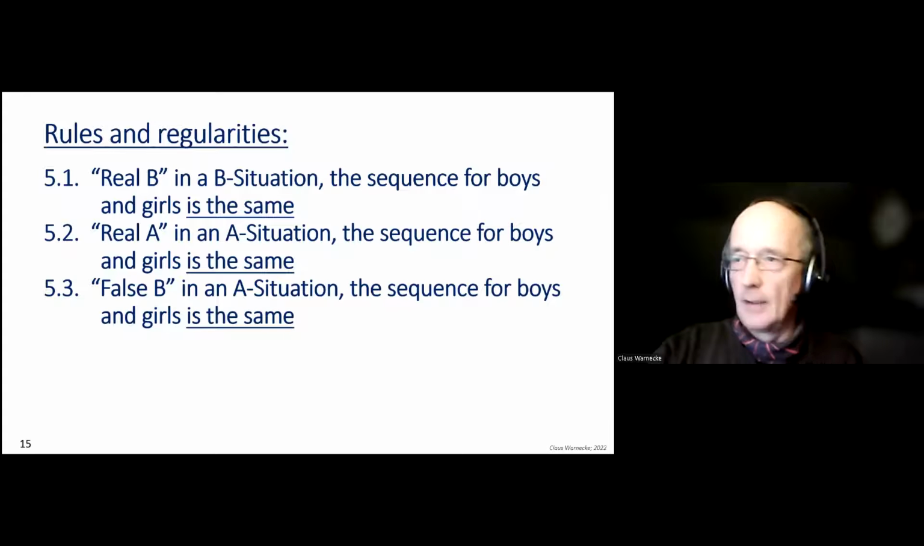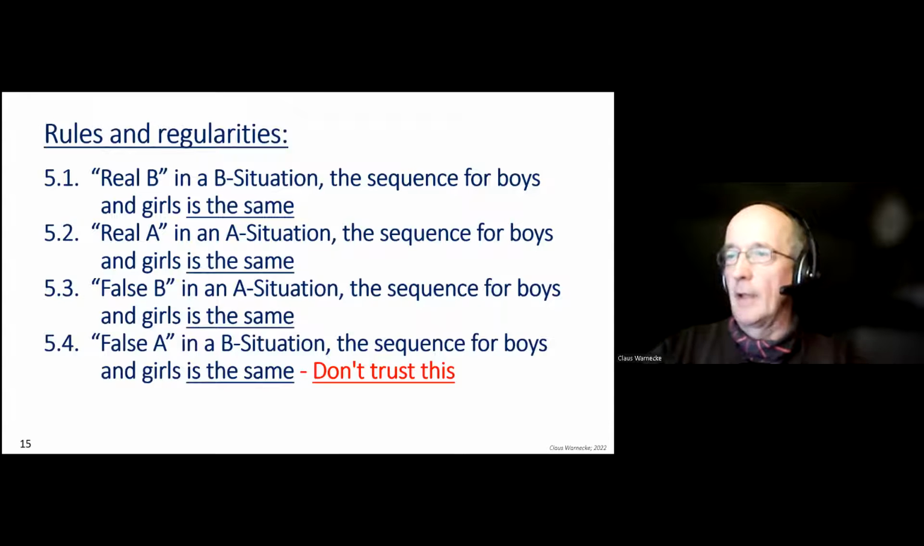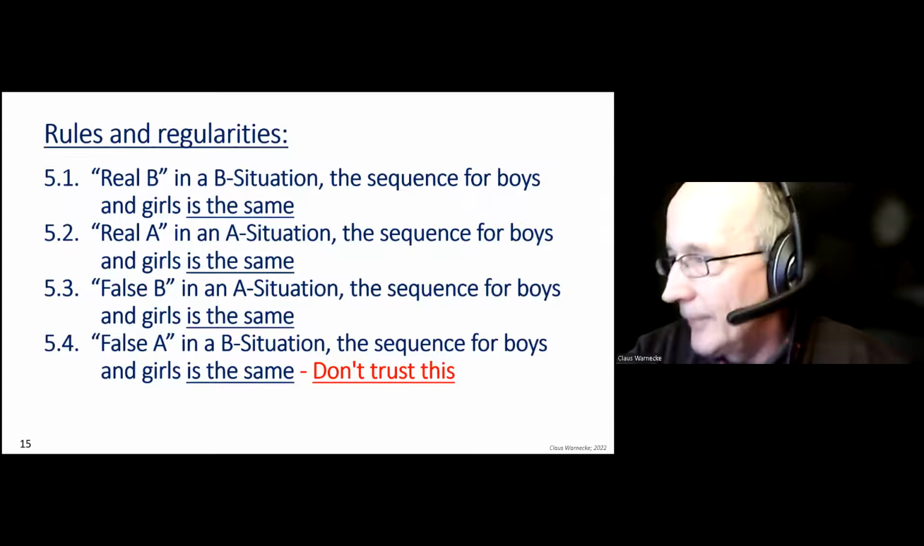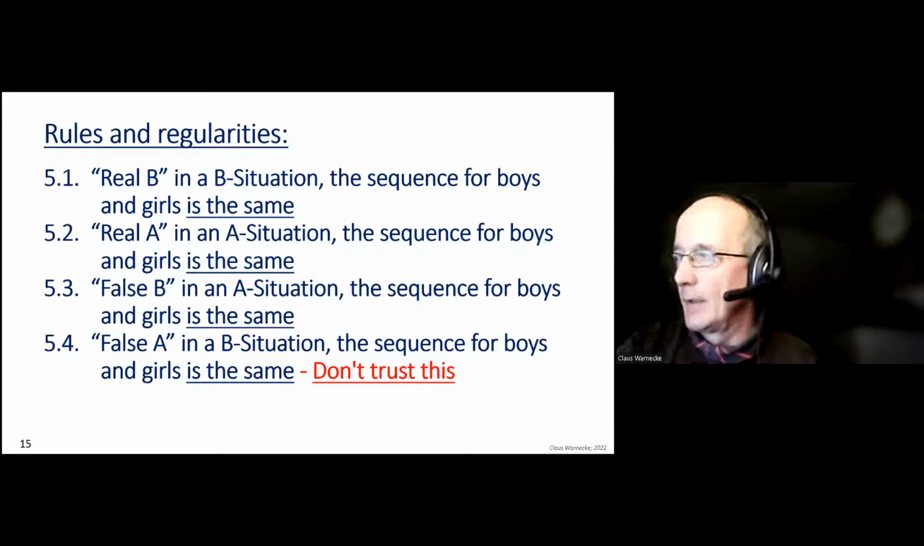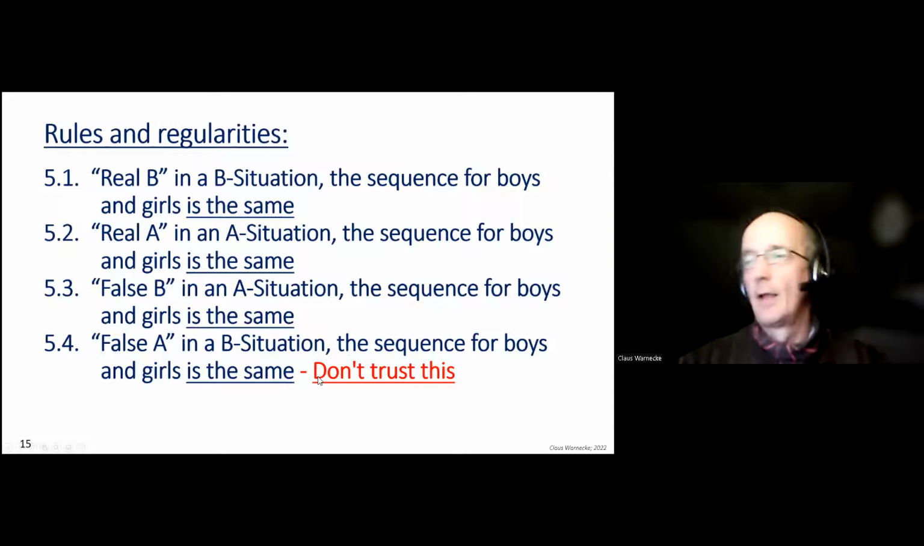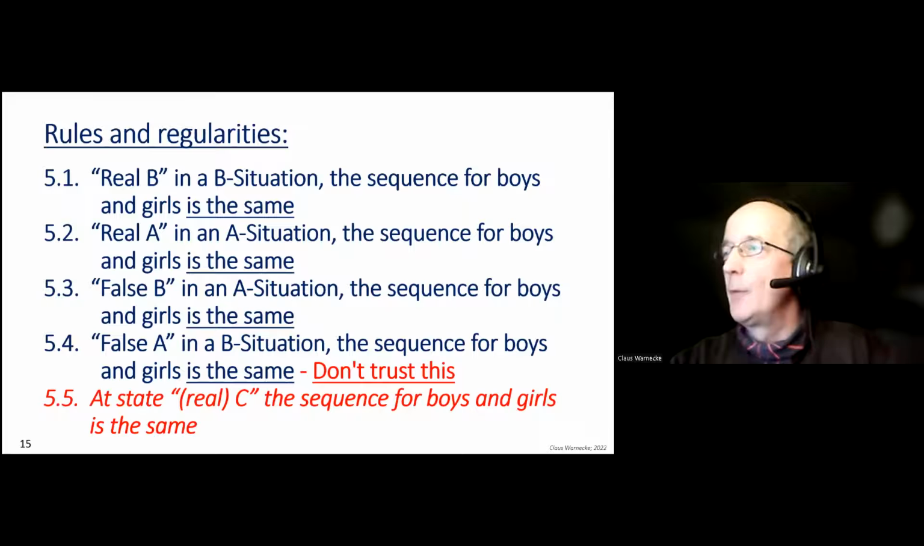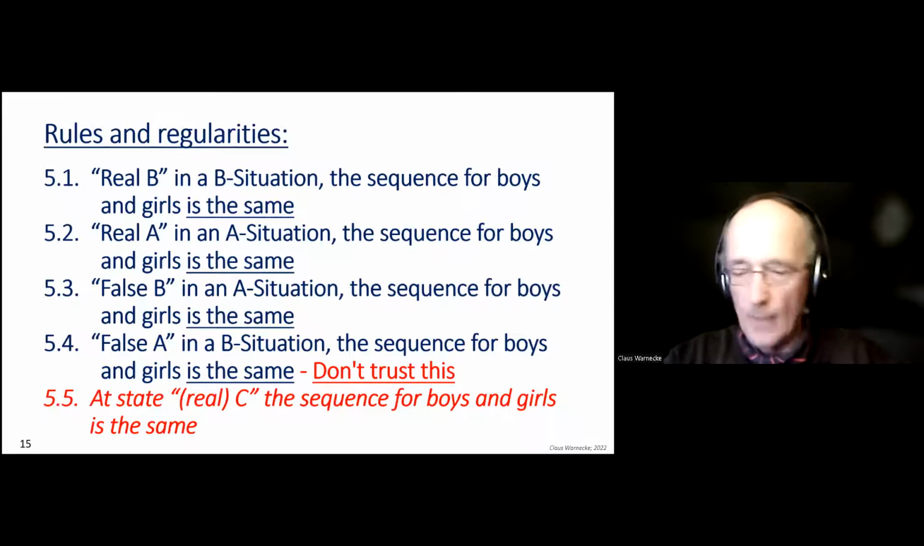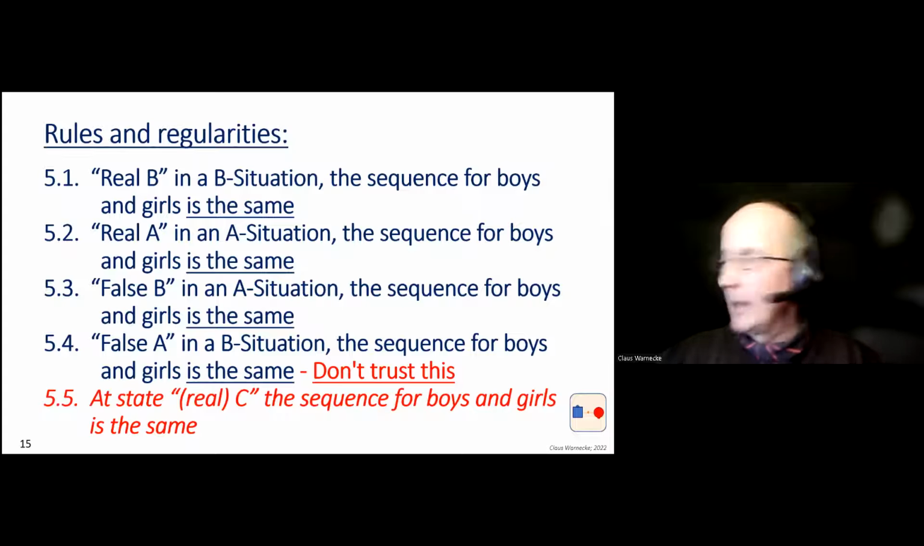Now it's getting a little bit complicated. A false A in the B situation is normally the same for boys and girls, but don't trust this. I show you later, because in the Falle you cannot see if it's really true. And if we have a C, no one has a partner, the sequence is the same. And now let's look at terminations.